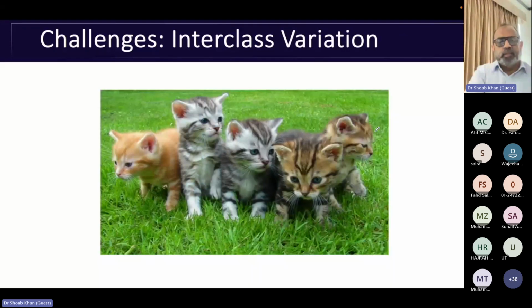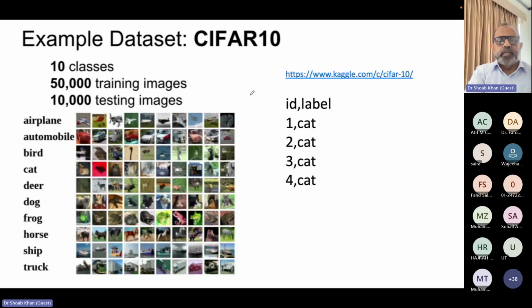Okay, and then interclass variations. All these are different cats, with different colors, forms, shapes and sizes, so this is really, really challenging. One of the datasets which is being used is here. It is also on Kaggle, so you can go on this website and find out more about this data. We have already used this data in generating images. Again, all the images in this are labeled, and it is a small set, so perhaps you can easily play with this.